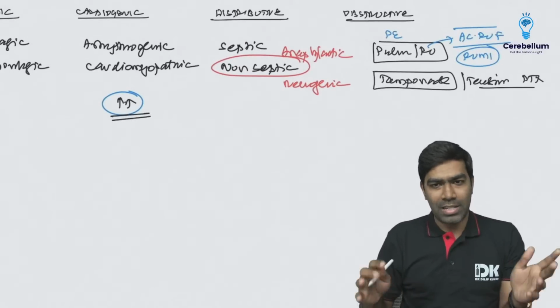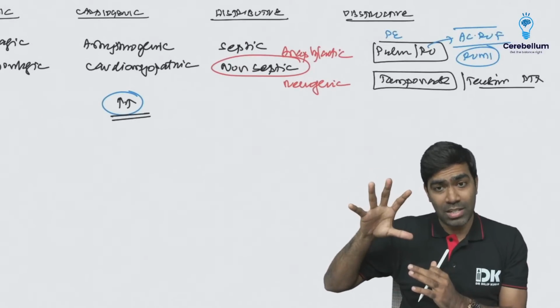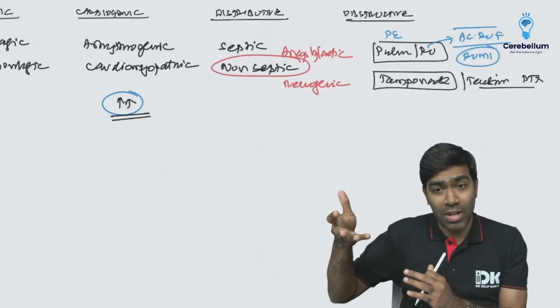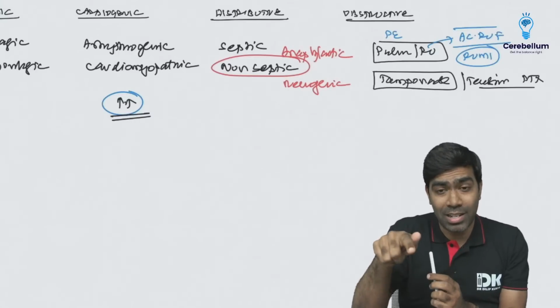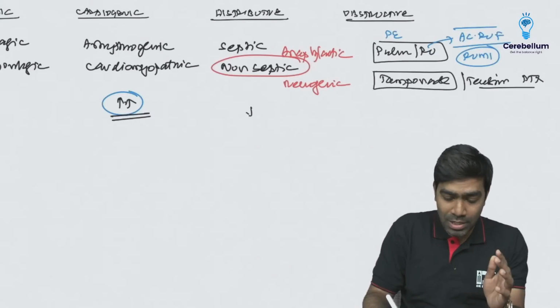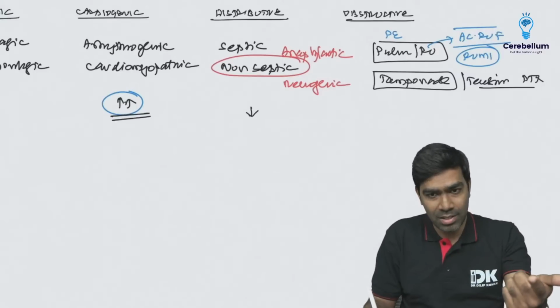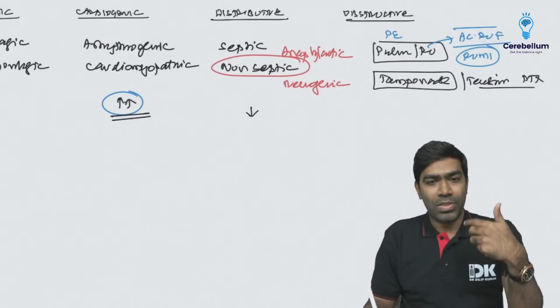So what about PCWP in patients with distributive shock? The problem in distributive shock is peripheral vasodilation. Blood is getting pooled in the peripheral vasculature. It's not coming back to the central circulation and back to the heart. That's why PCWP will usually be decreased in patients with distributive shock.